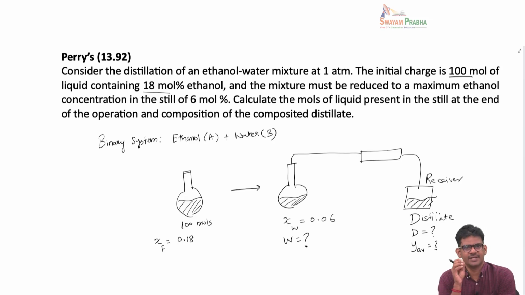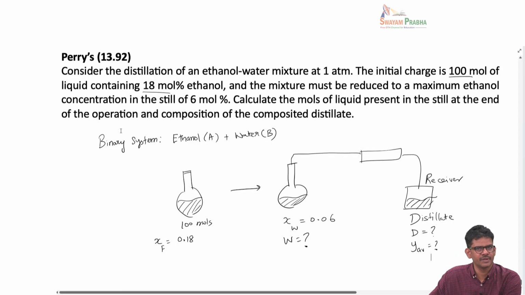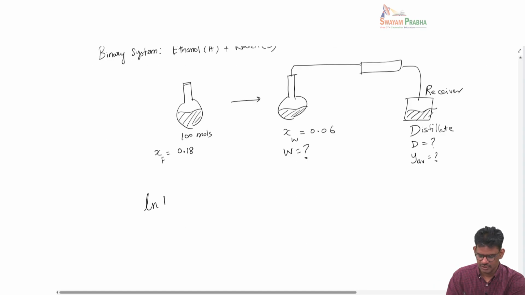This problem is very straightforward in the sense that the initial and final liquid compositions are given. The initial feed is also given. Okay, so we should be able to get the number of moles of residue from direct application of Rayleigh's equation. I did not say that relative volatility is constant. So ln F by W is the integral of dx by y star minus x.